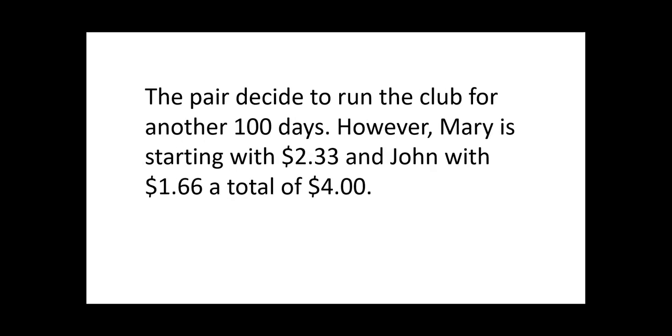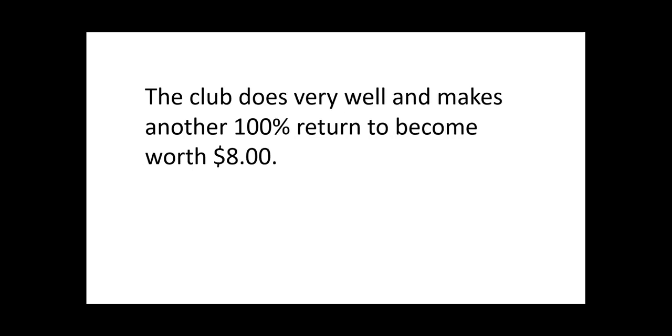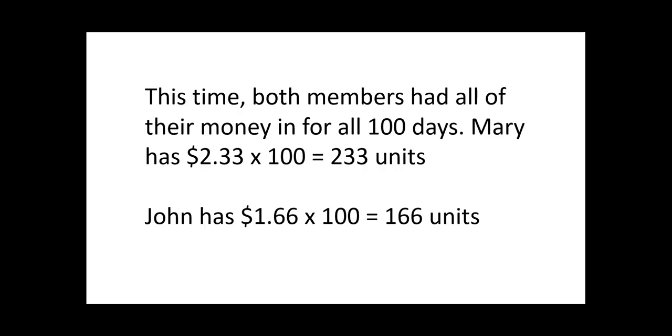The pair then decide to run the club for another 100 days. However, Mary is starting with $2.33 and John with $1.66. So, in round numbers, a total of $4. The club does very well again and makes another 100% return to become worth $8. This time both members had all of their money in for all 100 days. Mary has though $2.33 for 100 units, so that's 233 units, and John has $1.66 times 100 equals 166 units.